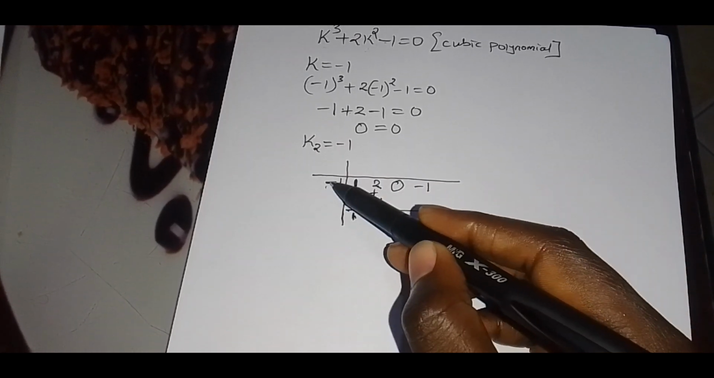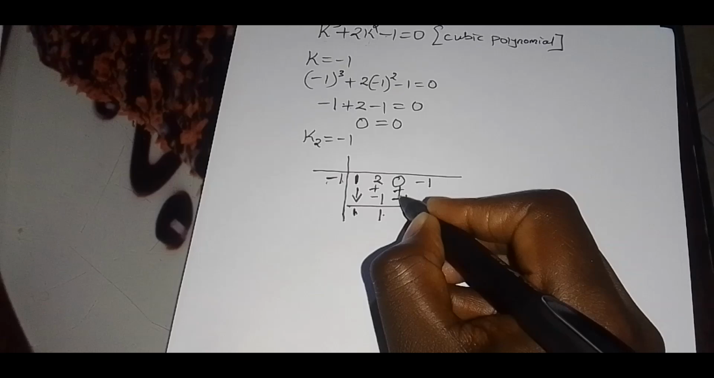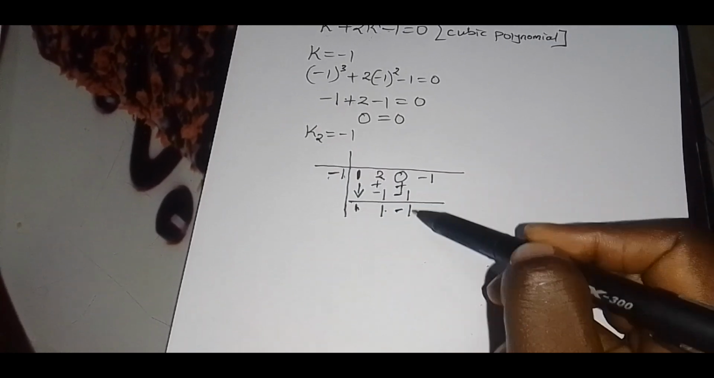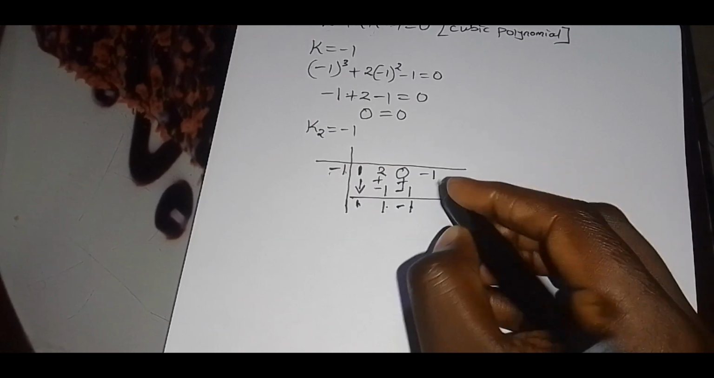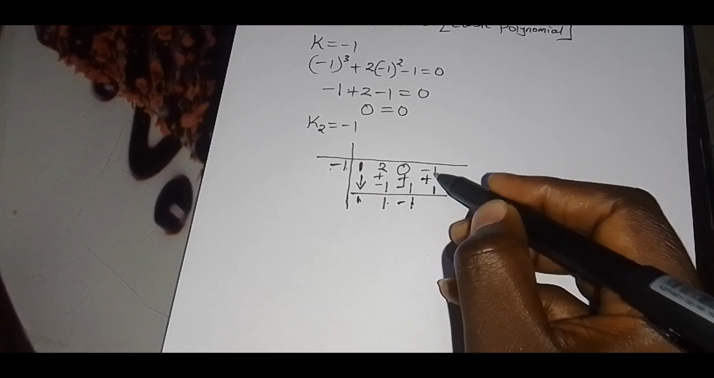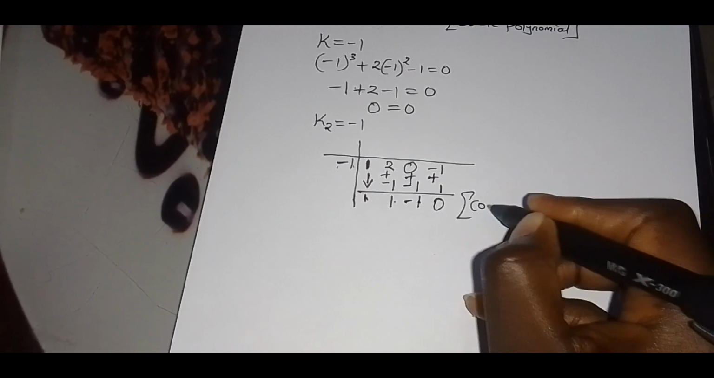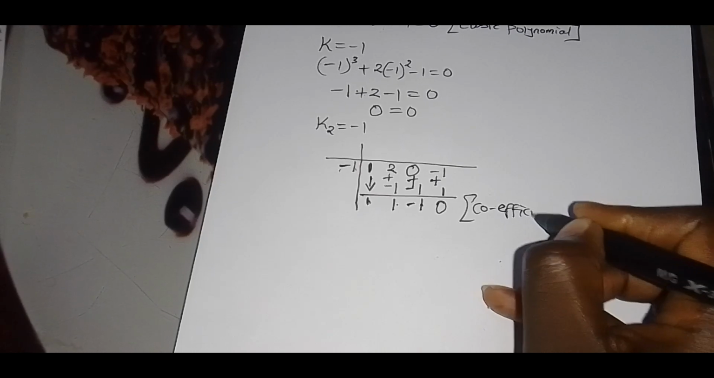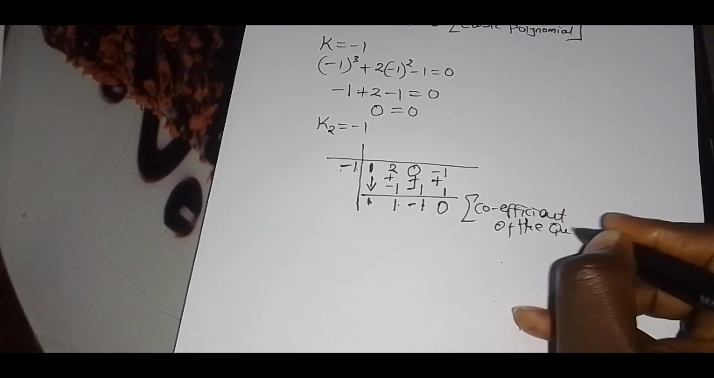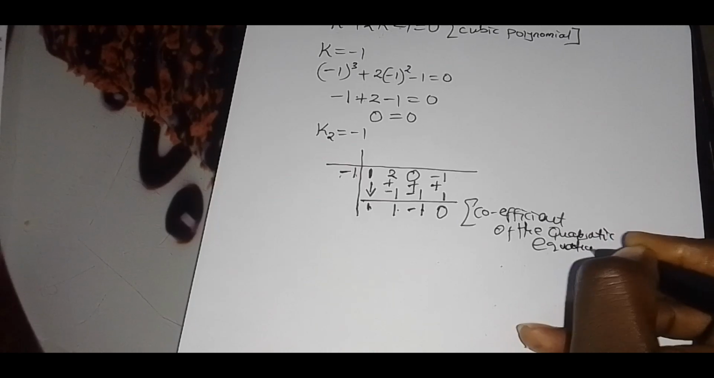And again, you say -1 times 1, which is equal to -1. If you add again, this is supposed to give us -1. And then you say -1 times -1, which is 1, so you add 1. So this is -1 plus 1, which is equal to 0. Okay, now these are the coefficients of the quadratic equation.